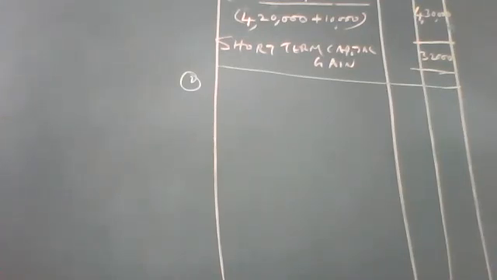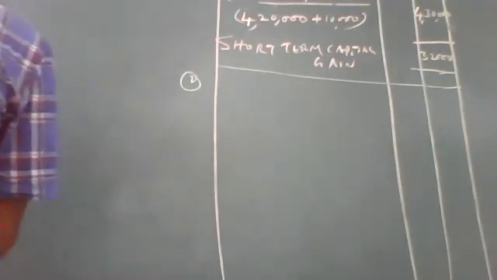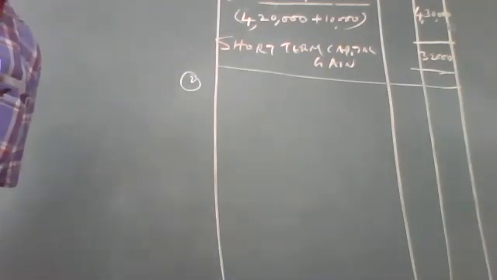Tell me, is it short term or long term? It's short term. Why short term? Because it's less than 2 years. What has he purchased? Machinery. Can we depreciate machinery? Is it depreciable? Yes. So any depreciable assets, irrespective of the term period, all depreciable assets come under short term only. Land cannot be depreciated.